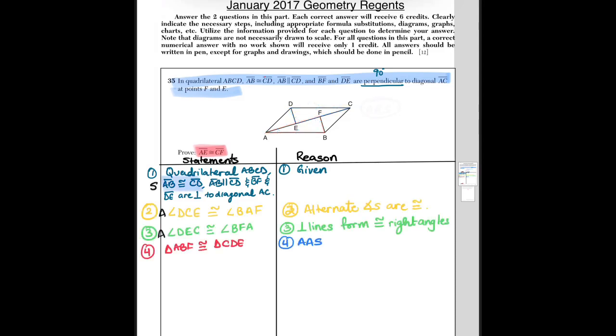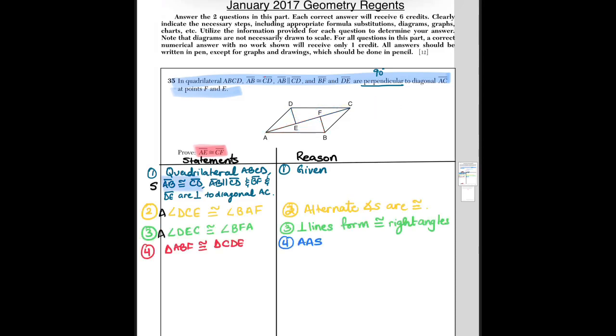And now what else is given to us? It says BF and DE are perpendicular to the diagonal AC at F and E. It means what? Perpendicular lines form what? Right angles or 90 degrees. So there you go. I have three pieces of information. And which congruence criteria is that? That's an angle. I'm going to go in the same order. That's an angle. And sides. So angle, angle, side. And I can prove that these two triangles are congruent.